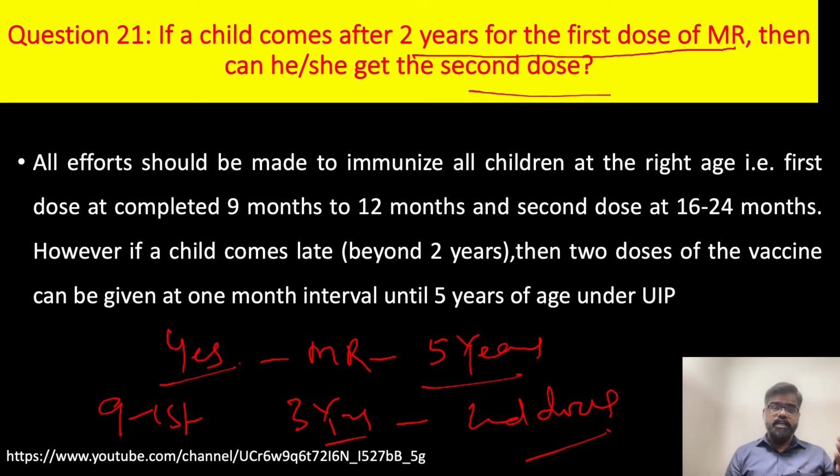If the child comes after 2 years, has not taken any vaccine, you can give measles rubella first dose and second dose, and the gap between first and second dose needs to be at least 4 weeks, in addition to the other vaccines which we can give.